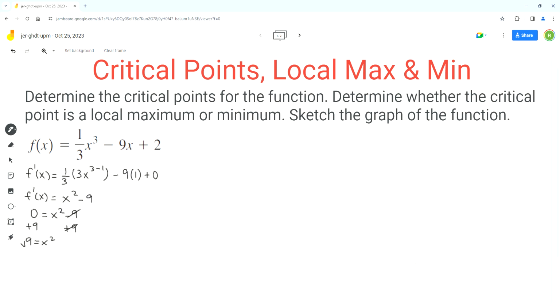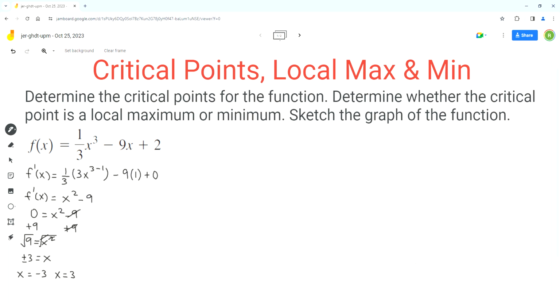And now we can apply the square root to both sides. So the square root and the square on the x will get cancelled out, and the square root of 9 is 3. So plus or minus 3 equals x. So we get two critical numbers. The first critical number is x equals negative 3 and the other one is x equals positive 3.